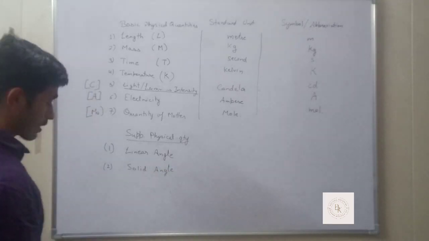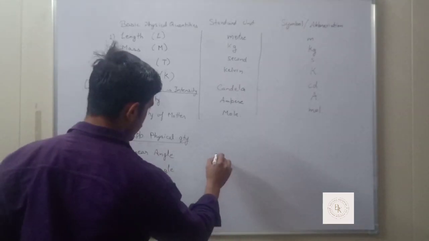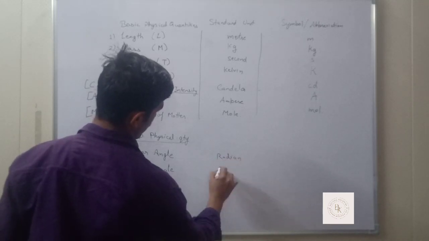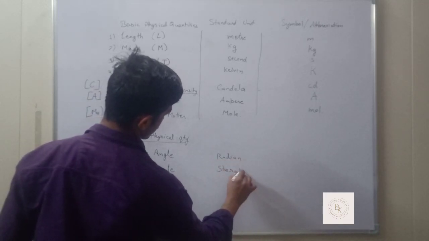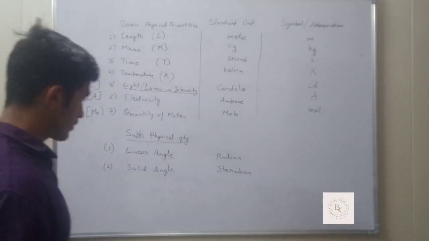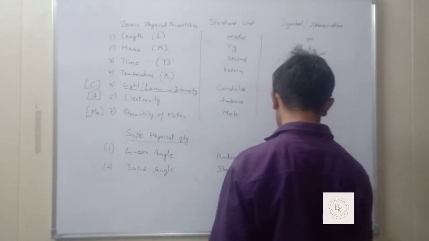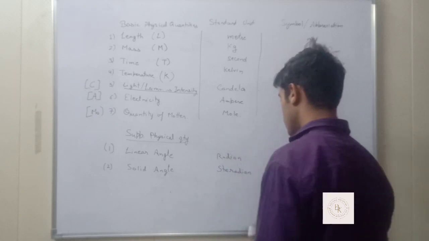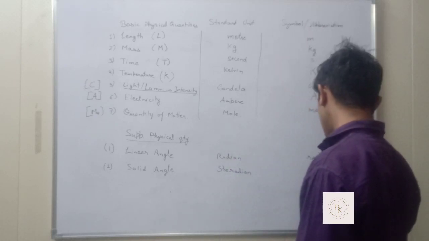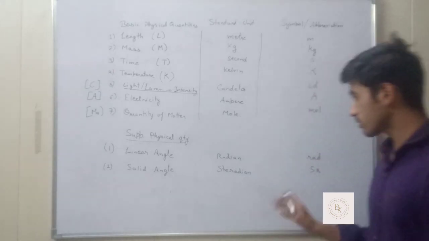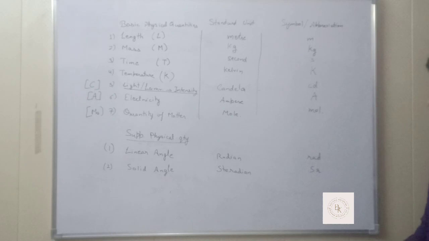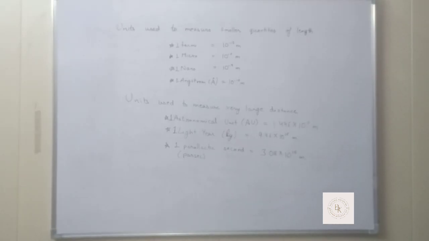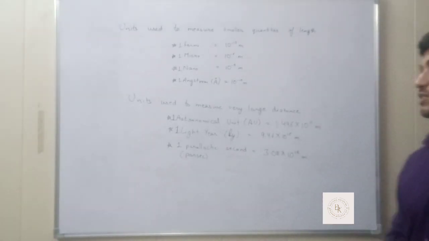These are the two supplementary physical quantities, and their units are radian and steradian. Then there is the abbreviation: radian is used as RAD and steradian is SR. Okay, this is their abbreviation. So you should write it down so that we can proceed with the next topic of our tutorial. Okay, so let's proceed to our next topic.